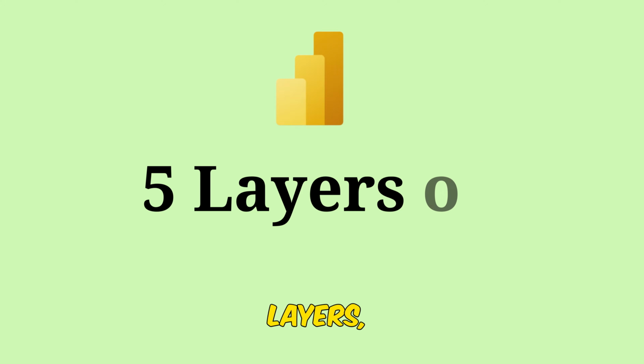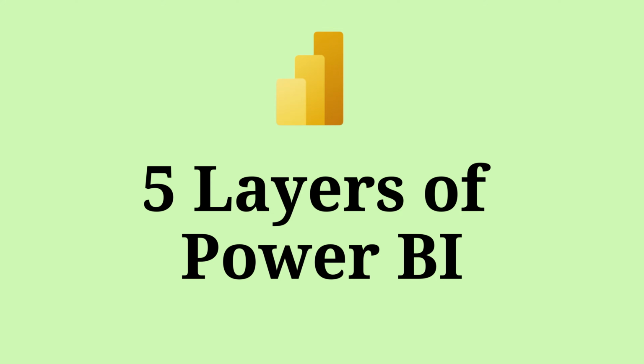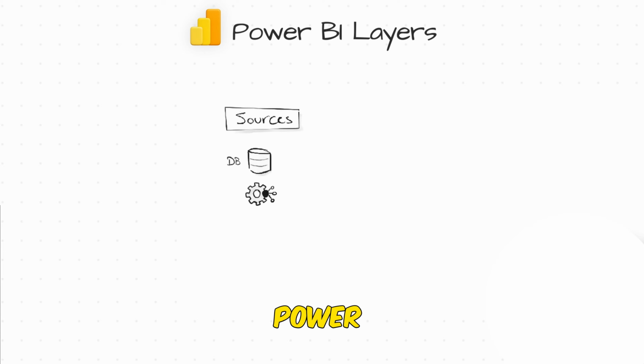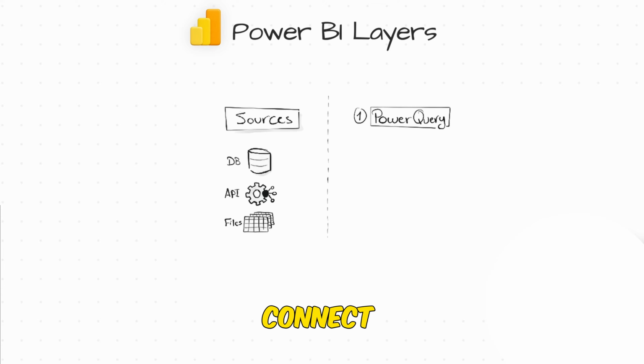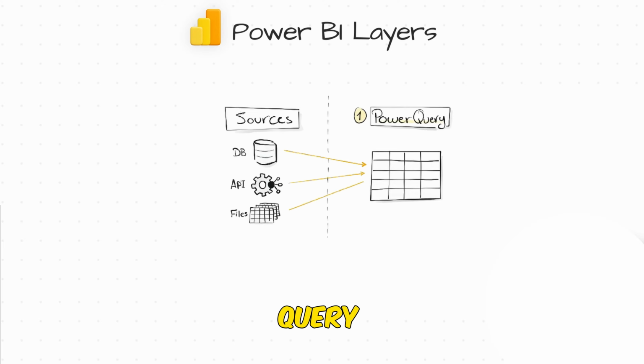Well, we have 5 layers, or let's say 5 engines. Let's start with the first one. We have the Power Query. So now always the first task in Power BI is to connect our data. So we use the Power Query in order to connect multiple source types like databases, API, and files.